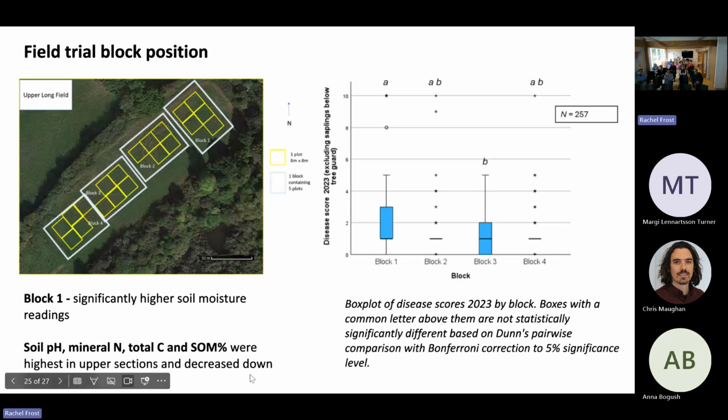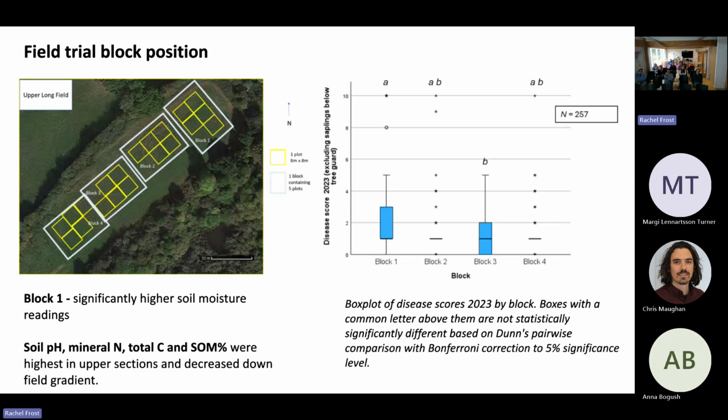So the other thing that became apparent was the position of the trees within the blocks in the field. That did have a significant effect on disease scores, but only in the third year. Saplings that came from the different provenances, the provenance of the tree, had a significant effect on ash dieback disease scores in the first 2 years.